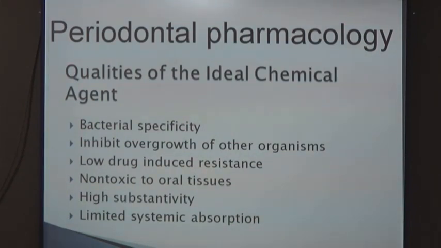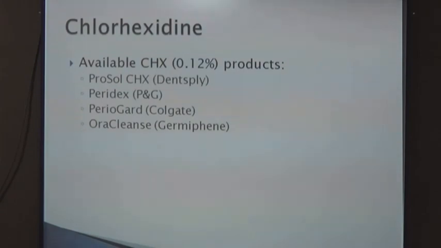Then periodontal pharmacology. Here you are supposed to give importance to chlorhexidine. It is available as 0.12 products, PerioGard. The type of question that comes is they will put PerioGard with different percentages. You should write PerioGard is available in 0.12. Definitely they ask PerioGard in the MDS entrance. And one more is Peridex. Oral Cleanse and Prosol are very rarely asked. They give importance to Peridex and PerioGard, which are nothing but chlorhexidine 0.12 products.